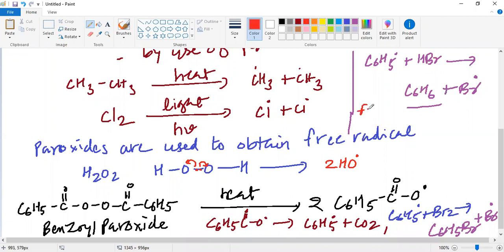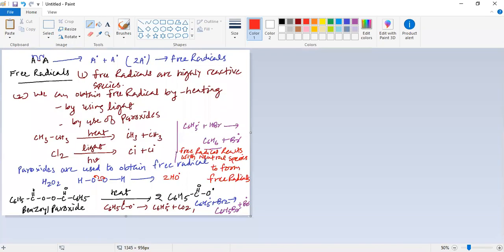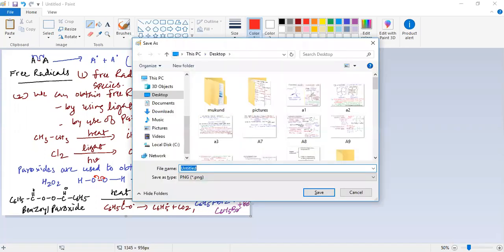So free radical reacts with neutral species to form free radicals. So this is how, my dear students, we understand so many things about the free radicals. Now let us understand a little more about the free radicals, dear students.